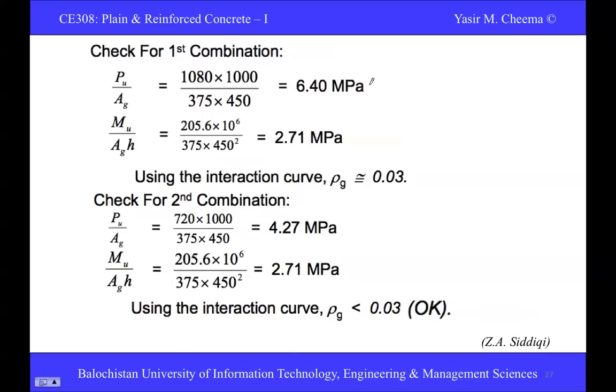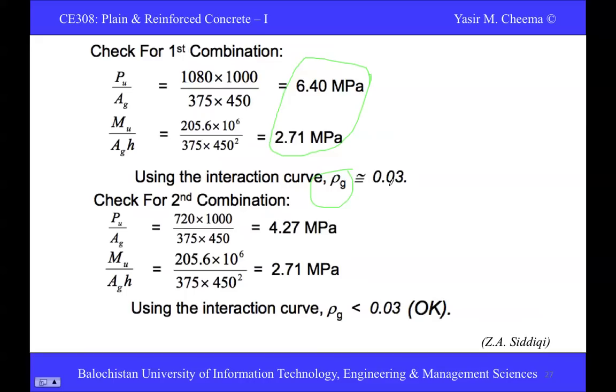So using that curve, using these two values, we will find out the location of rho g, where the value of the steel ratio for this data lies. So here, using the interaction curve, it shows that the value is approximately equal to 0.03. I mean it's 3%. It's approximately equal to, but it's not more than 3. So that's okay.